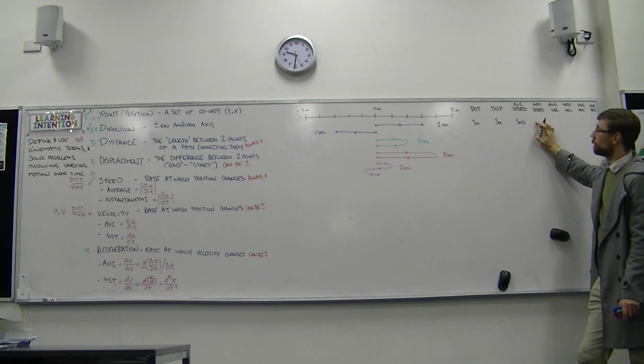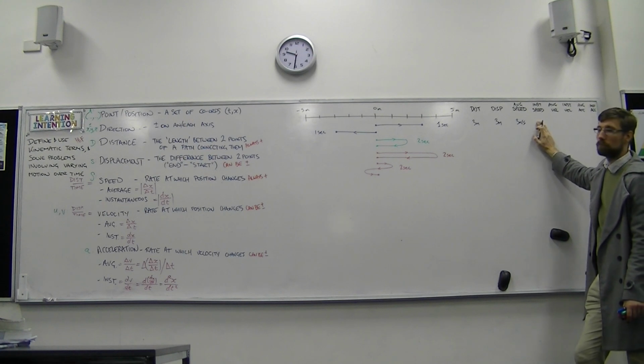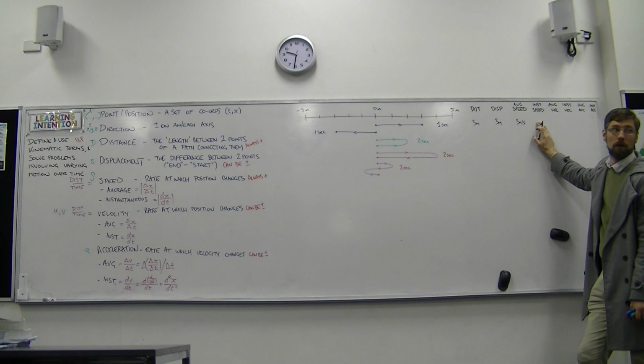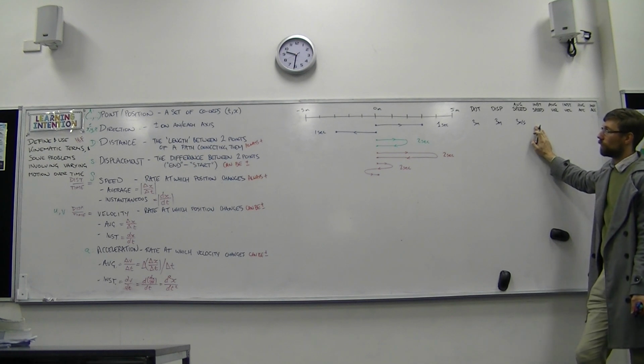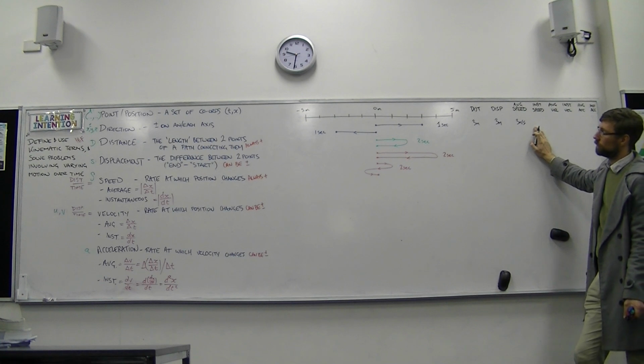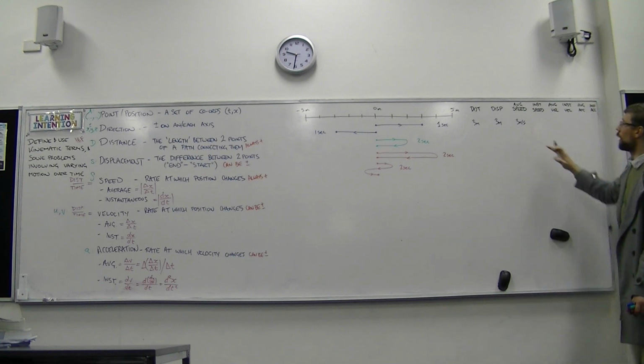Alright, so do we know how this thing travelled? A straight line. It travelled in a straight line, yeah, I'll give you that. But how do you know it travelled in a straight line? You just know that it travelled 3 meters. You don't know if it was a straight line or not. You just know it took a second. So yeah, it travelled at a constant rate.